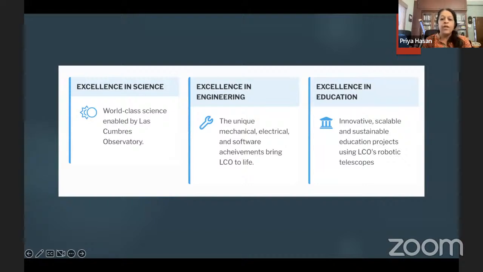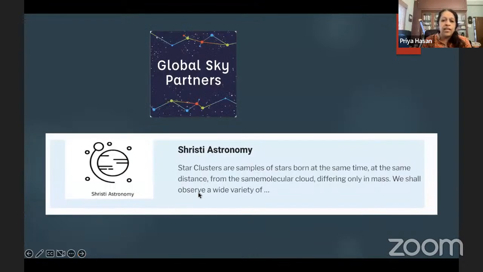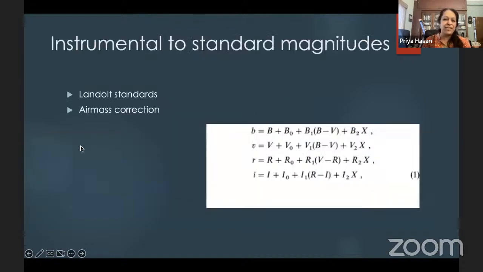Yeah, okay. So that's again for about this thing, that it gives you excellent science, engineering, and education, right? So I mentioned this already. We are Global Sky Partners, and the project we put in was for star clusters, but essentially we can also accommodate different kinds of observations if you are interested. Yes, we had some network problems, but it's fine.